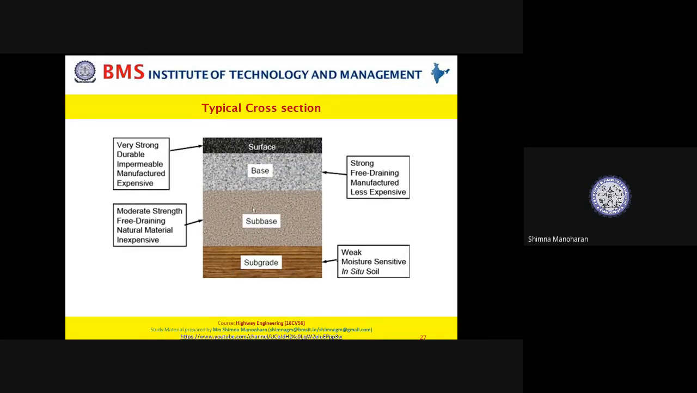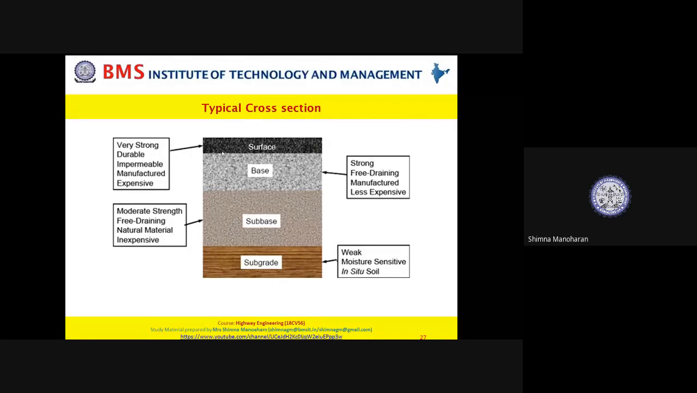Then over the subgrade soil, you have the subbase. The subbase is usually moderate strength material. It is free draining, a natural material, and inexpensive. Above the subbase, you have the base. This base course is strong and should be freely draining. It can be manufactured, and usually gravel is provided here. This base course is also less expensive. Over the base course, you have the surface course.